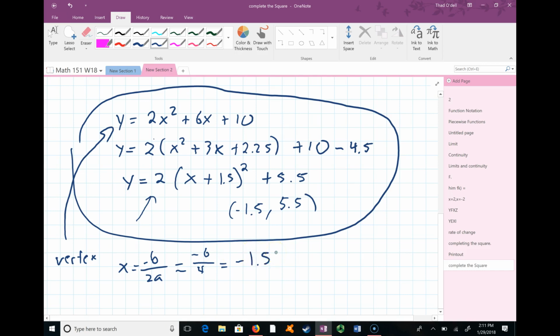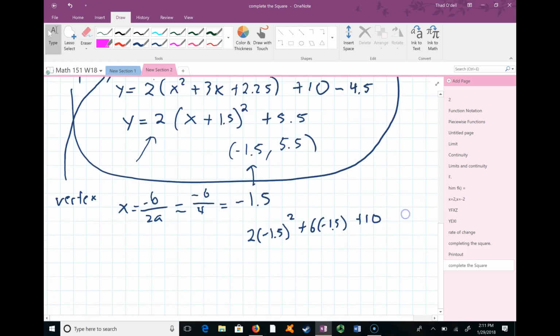Look at that. So notice it does check out. I did do it right. And if I wanted to check out the 5.5, I would actually plug that in up here. So that would be 2 times negative 1.5 squared plus 6 times negative 1.5 plus 10. And when I plug that in, I in fact do get 5.5. So it checks out.